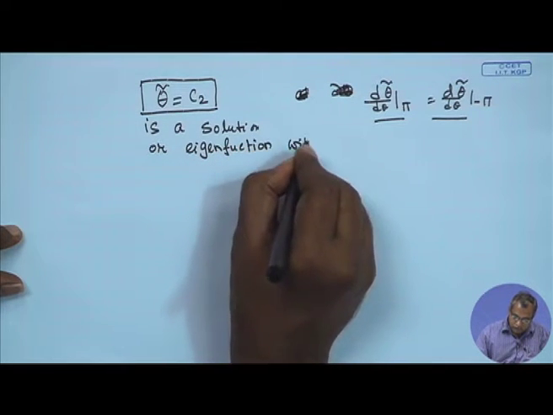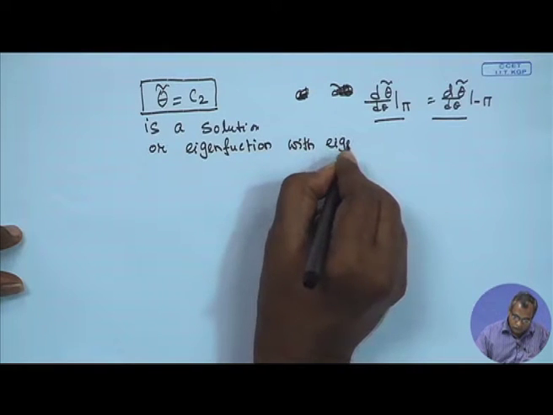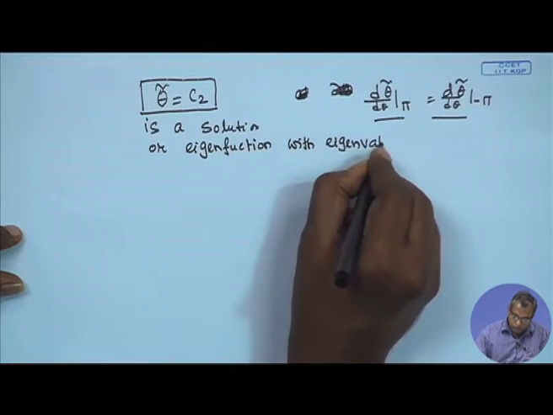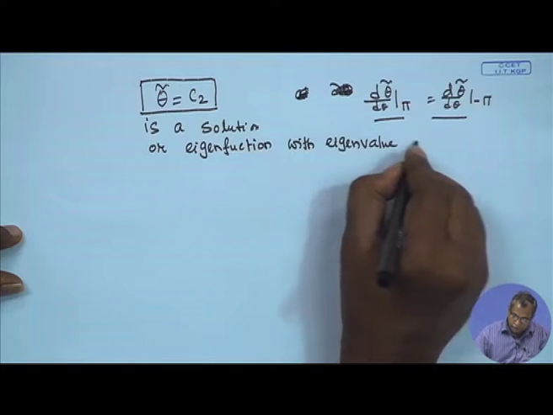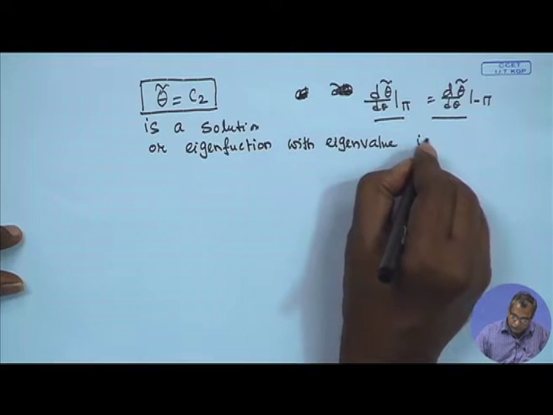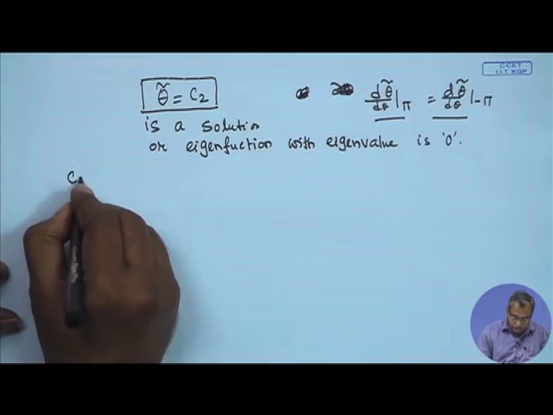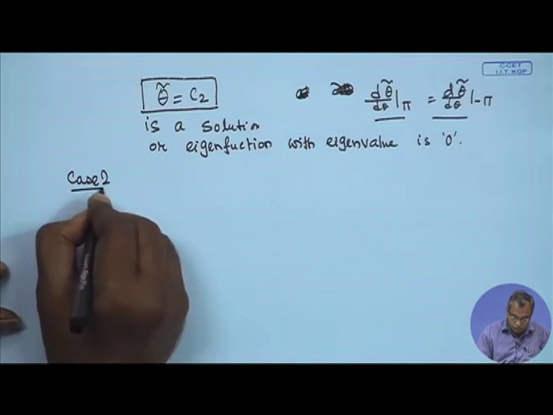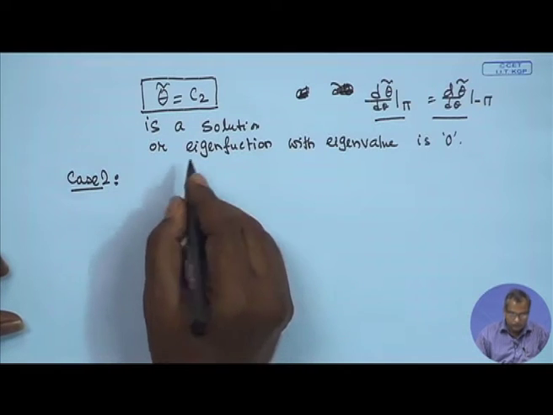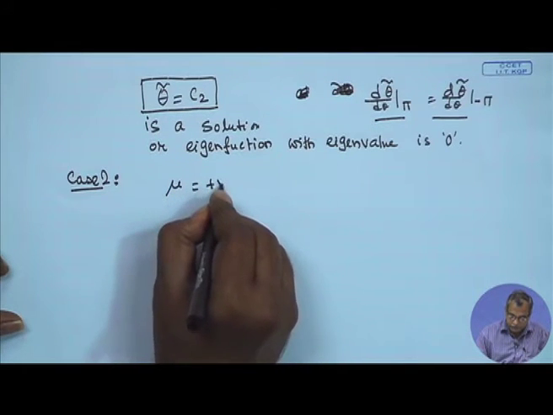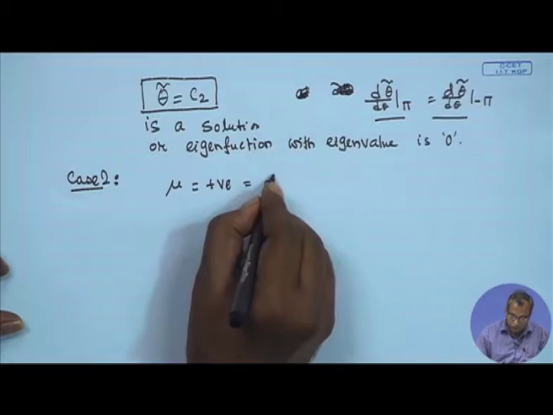A solution or eigenfunction with eigenvalue 0. Now, next we look into case number 2. In case number 2, we consider mu to be positive, that is equal to alpha square.